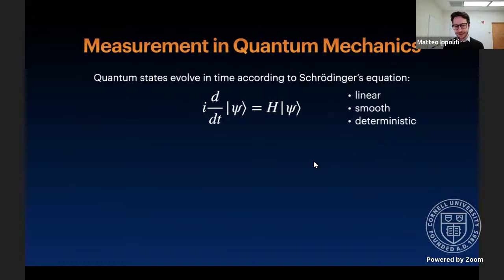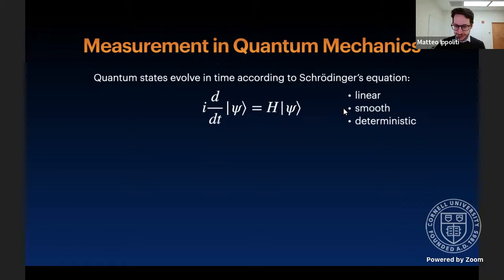So we know that the rules of quantum mechanics, at least most of the time, are that quantum states evolve according to Schrödinger's equation. This is an equation that has many nice properties. It is linear in the many-body wave function psi. It is smooth as a function of time, and it is deterministic. So in principle, if we know everything about the system, we can predict the evolution all the way into the future. And this is conceptually very nice.